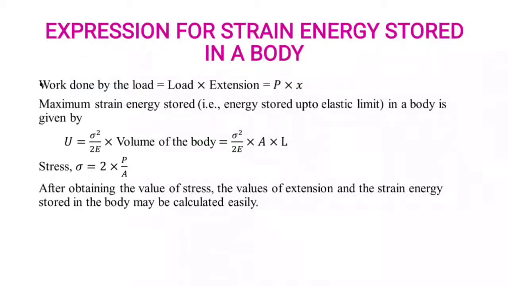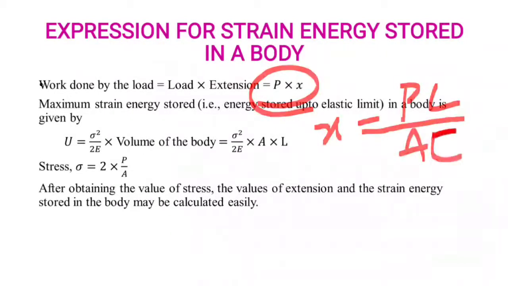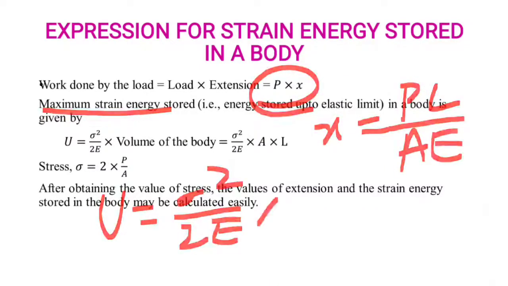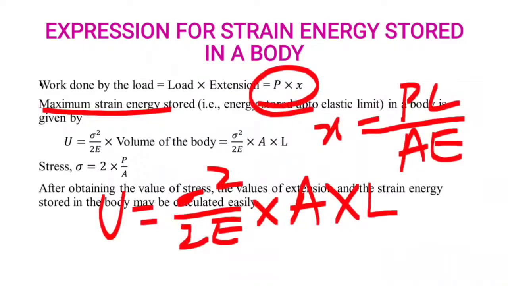I provide 3 steps for 2 cases. The first one is work done by the load is equal to load into extension, P into X. But the extension value is PL by AE. We can learn this formula from the stress strain concept. Maximum strain energy stored in the body is given by U is equal to sigma squared by 2E into volume. Volume is area into length. If we equate strain energy with work done, that is P into PL by AE.